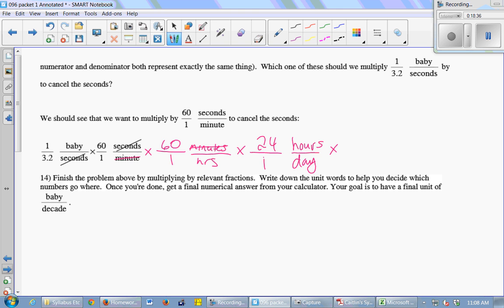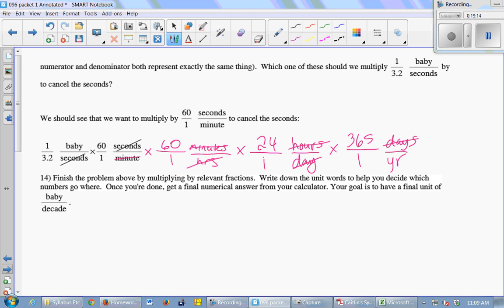How do I convert days to a longer quantity of time? Years. How many days are in a year? We'll just go with 365. Won't overcomplicate it. So what fraction am I going to multiply by? 365 days over 1 year, right? So then my days cancel. And over here, my hours canceled.